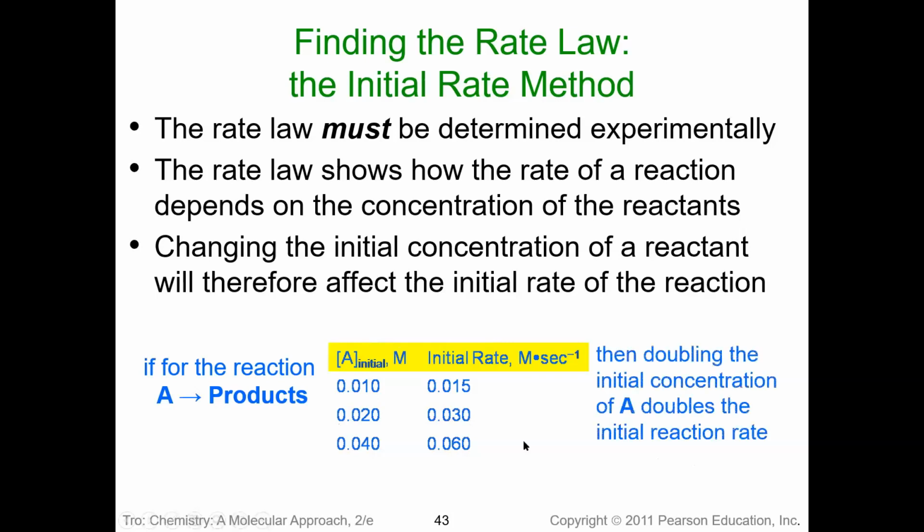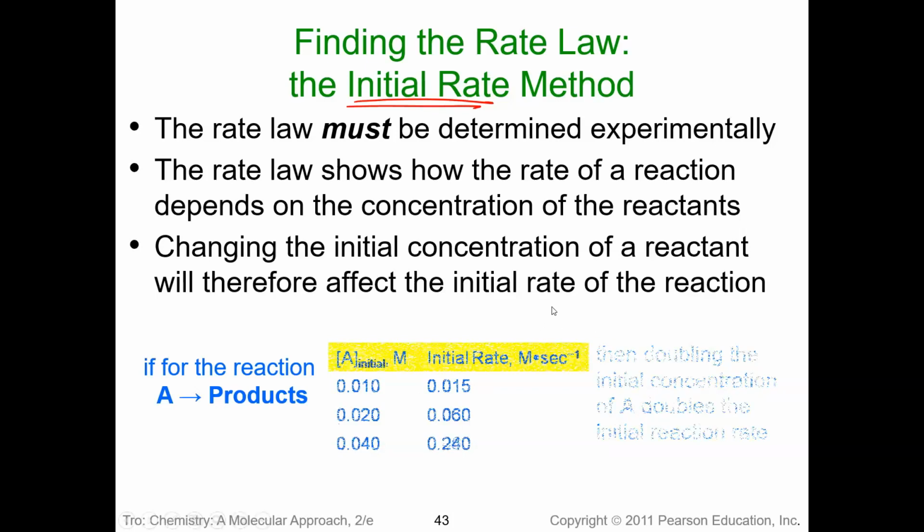Now, let's look at another one. Let's pretend it's a different reaction. This time, again, I doubled the concentration. And if you see here, the rate doubled also. So what we're going to be doing in lab, and this is called the method of initial rates, is we're going to be changing the concentration and then seeing how that affects the rate of the reaction. And from there, we're going to find our rate law.